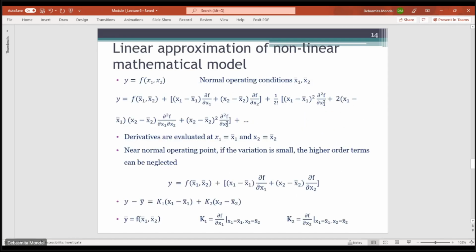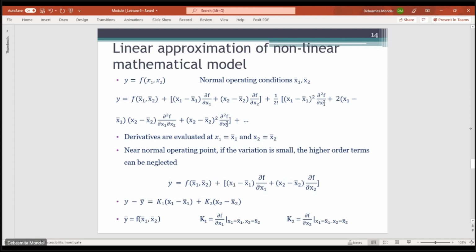Okay, so this was the expression where y was dependent only on one input. Now if your value of y is dependent on another variable, like there are two independent variables x1 and x2, then if you again do the Taylor series expansion, the operating conditions are x1 equals x1 bar and x2 equals x2 bar. About these operating conditions, we want to linearize this function.